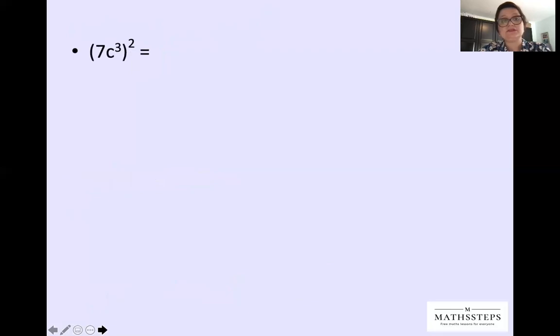And again, this one is very similar to the question we just did. So here we have 7 to the power of 2 and c to the power of 3. Keep this in a bracket, to the power of 2. The answer is going to be 49 c to the power of 6 because you multiply the powers. Next one.